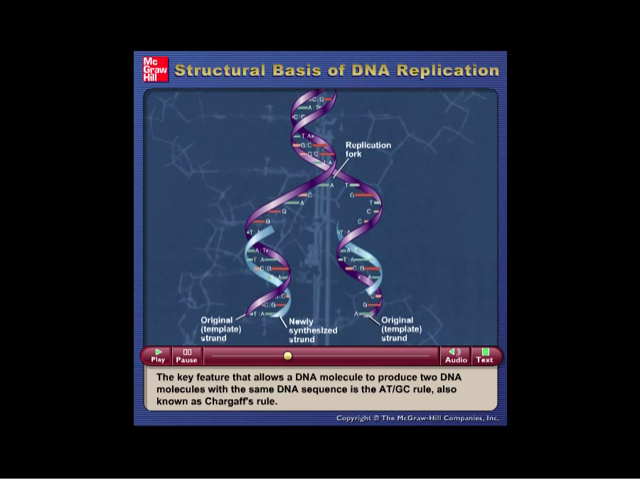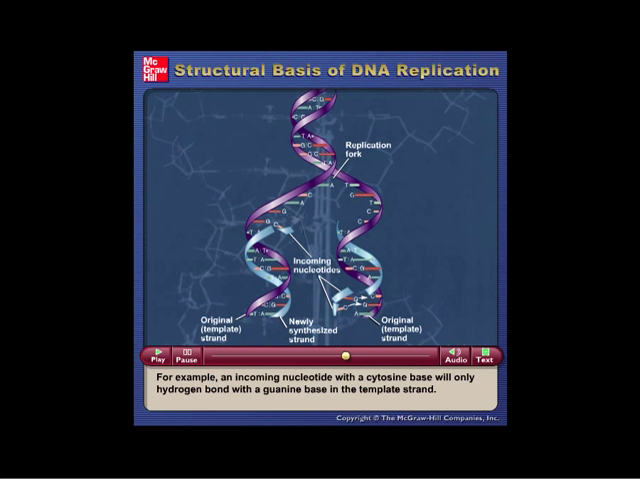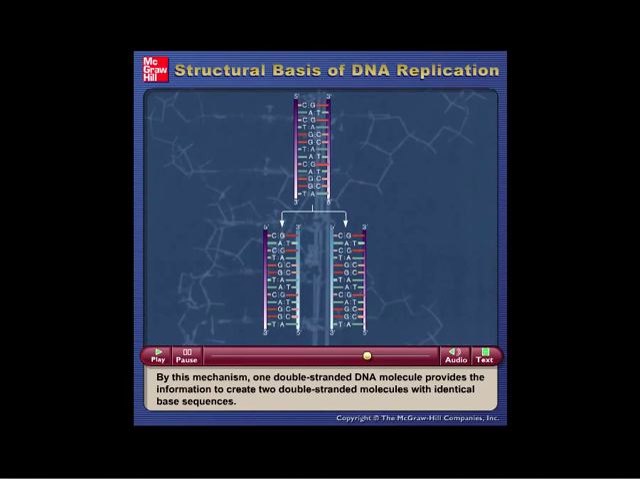The key feature that allows a DNA molecule to produce two DNA molecules with the same DNA sequence is the ATGC rule, also known as Chargaff's rule. According to this rule, adenine in one strand only hydrogen bonds with thymine, and guanine only hydrogen bonds with cytosine. For example, an incoming nucleotide with a cytosine base will only hydrogen bond with a guanine base in the template strand. By this mechanism, one double-stranded DNA molecule provides the information to create two double-stranded molecules with identical base sequences.